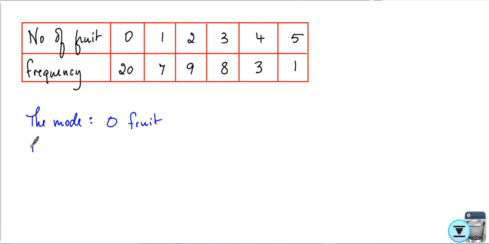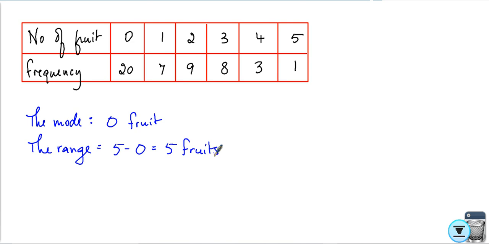And what is the range? We said the range is the difference between the extremes. What are we talking about? We are talking about fruit. So what are the extremes? The lowest number is 0. There were many students who said they get no fruit with them. And the other extreme was 5. There was one student who said that he gets 5 fruit with him. So the range is 5 minus 0. In this case, it is 5 fruits.